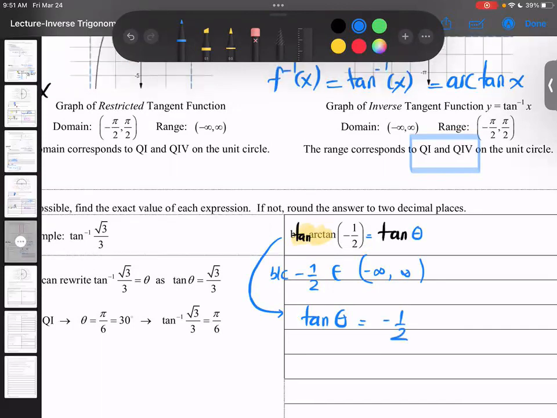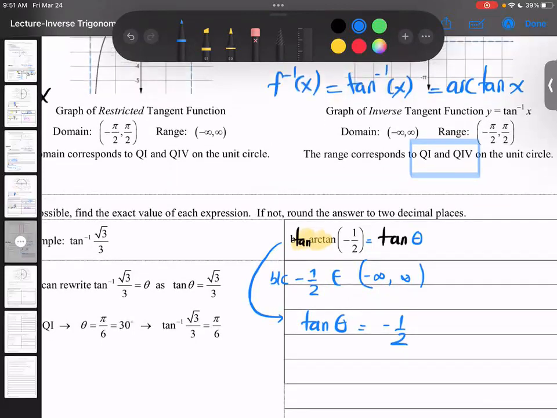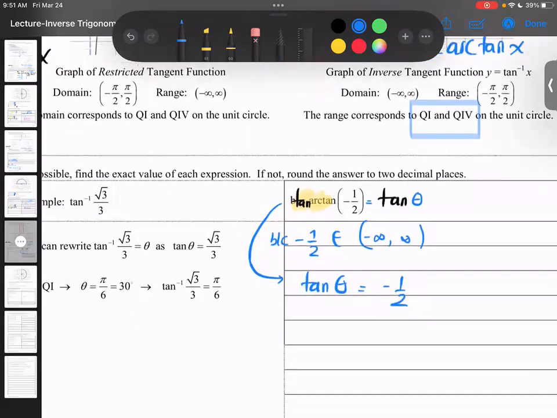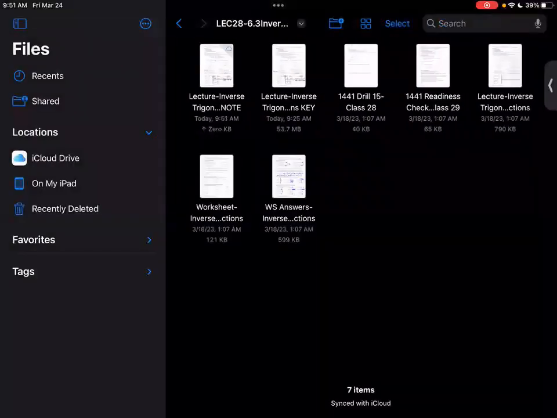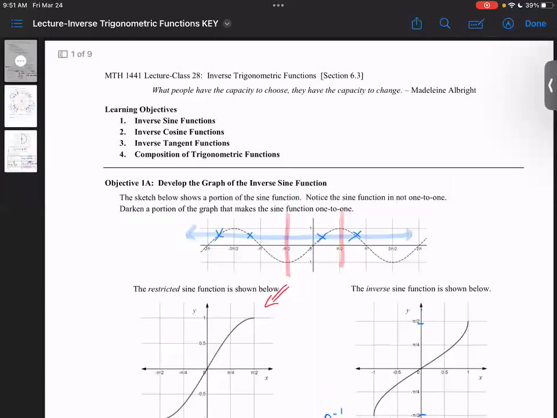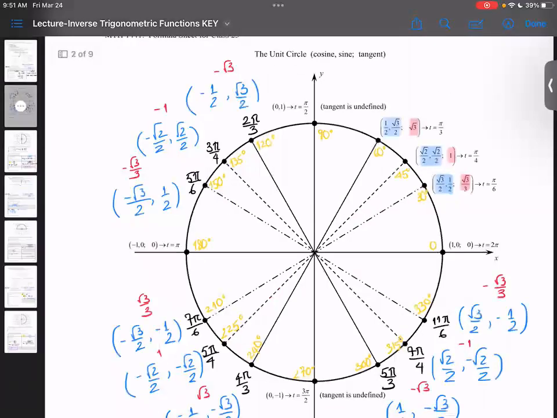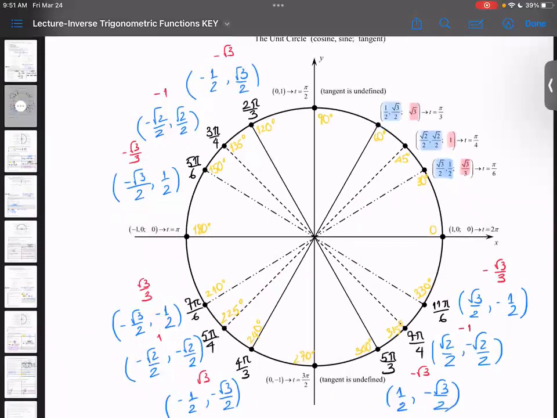And you look at quadrant 1 and quadrant 4. What angle is theta, so what angle is tangent theta equal to negative 1/2? I didn't show you this. Let me show you what I have on here. The one in red, that's your tangent value. How do I get this? Take y divided by x, pretty easy. Do you see 1/2 there? I don't see 1/2, so it's going to be a decimal, right?